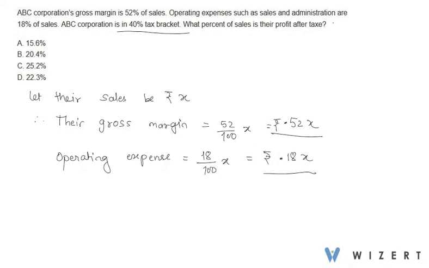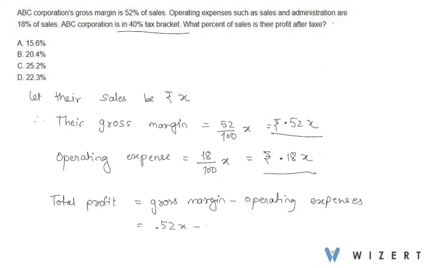So in all, their total profit will be equal to gross margin minus operating expenses, which is equal to 0.52x minus 0.18x, which is equal to 0.34x rupees. This is their total profit.